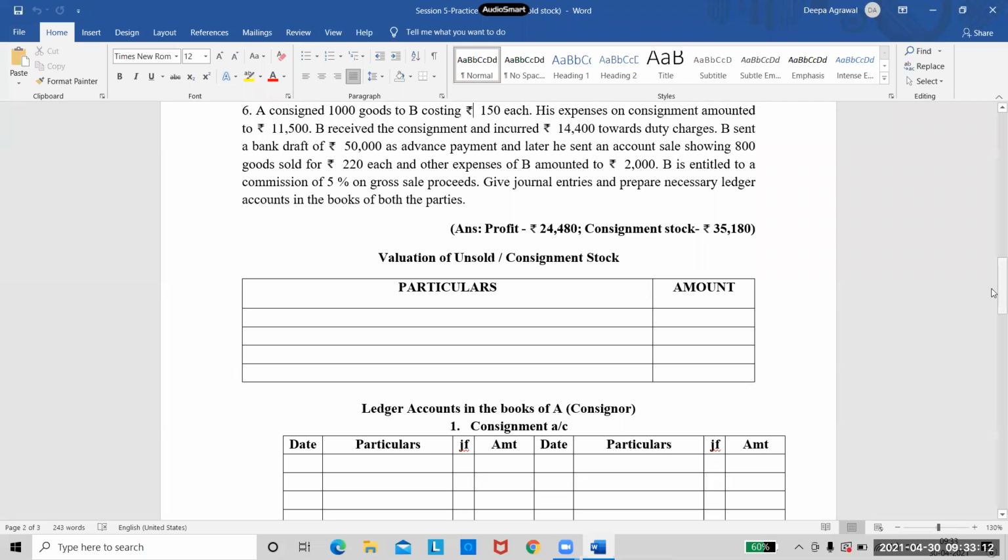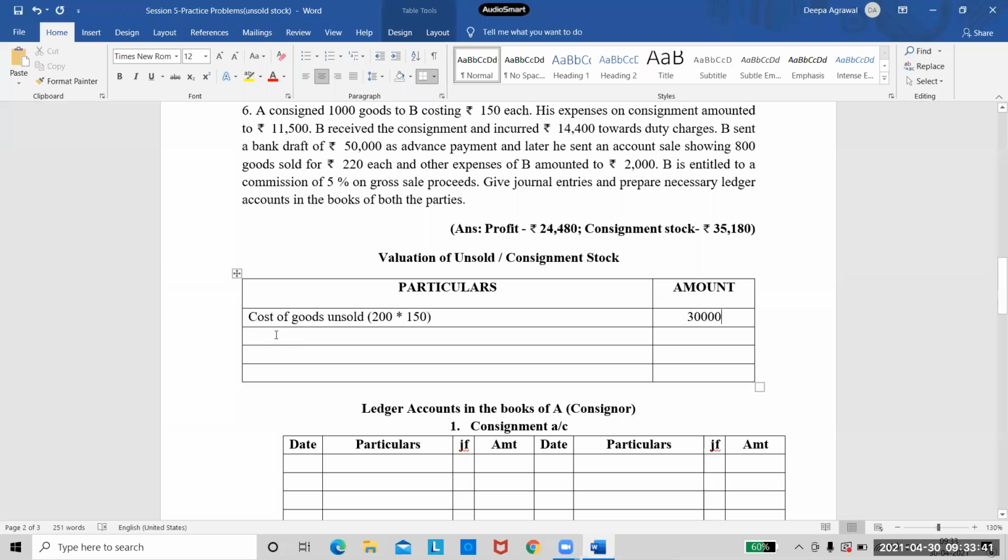Okay, so we will start entering now. Our first proforma is valuation of consignment stock. As I told you, we have 3 steps for the valuation of consignment stock. The first step is to take the cost of goods unsold. So unsold goods are 200 and the cost price of those goods is given as 150 each. So the cost of goods unsold would be 30,000.